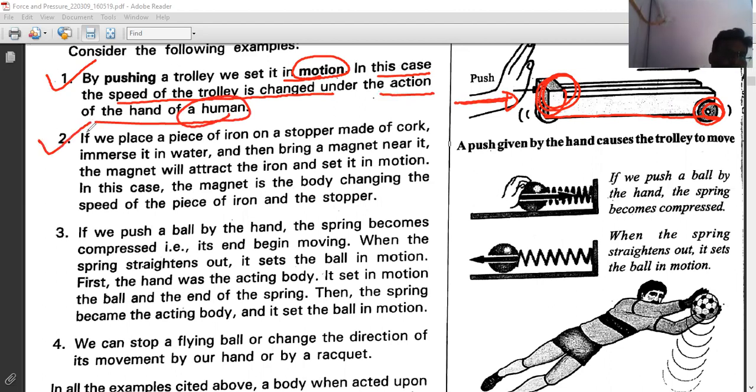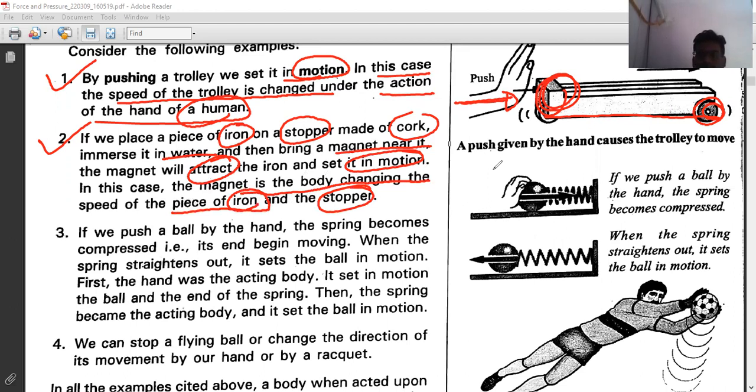Now look at the second one. If we place a piece of iron or a stopper made of cork immersed in water, then bring a magnet near it, the magnet will attract the iron and set it into motion. So in this case, the magnet is the body changing the speed of the piece of iron and the stopper.